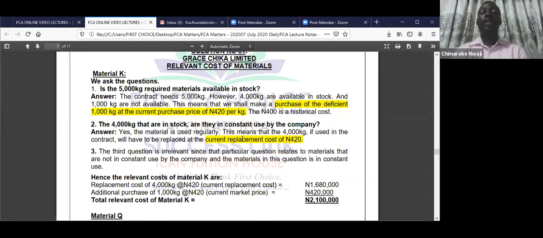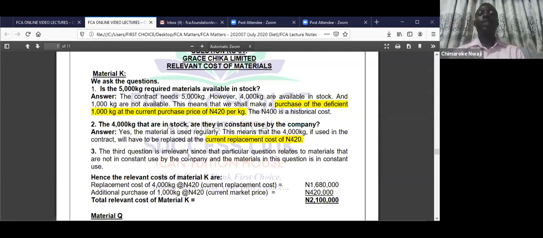That means the 4,000 kg, if used in the contract, because it is in constant use, we will have to replace it. You want 5,000? Fine. The 4,000 that is available, if you take it, you will still need to buy and replace because we are using it constantly. And so you buy it at the current replacement price of 420. So you can see that you have dealt with the 1,000 and the 4,000. That means you've dealt with the whole 5,000.